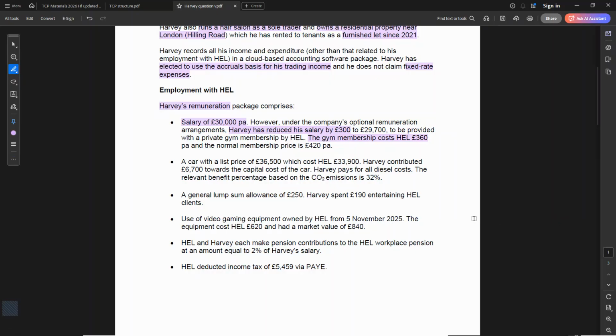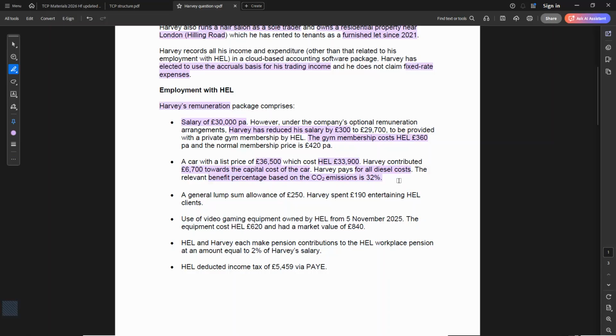Next section, a car with a list price of £36,500, which cost HEL £33,900. Harvey contributed £6,700 towards the capital cost of the car. Harvey pays for all diesel costs. The relevant benefit percentage based on the CO2 emissions is 32%. So instead of being told the CO2 emissions here, we've been told the percentage to use. If you were given the CO2 emissions, then you would look the percentage amount up in the tax tables.